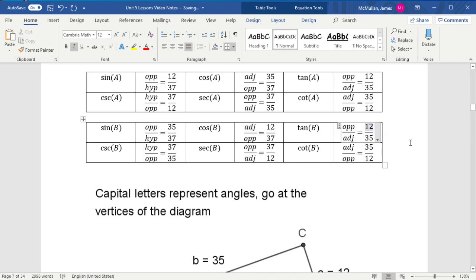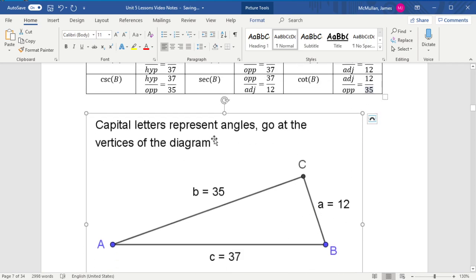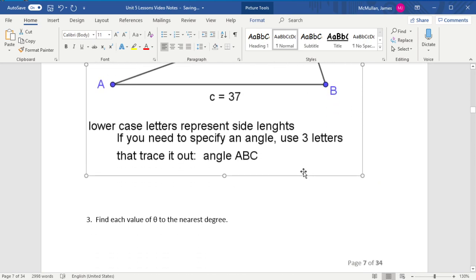For the tangent, the opposite is now 35, and the adjacent is now 12. So these two just literally flip over, 12 over 35. Both of them just swap. Okay? All right, so that's good.